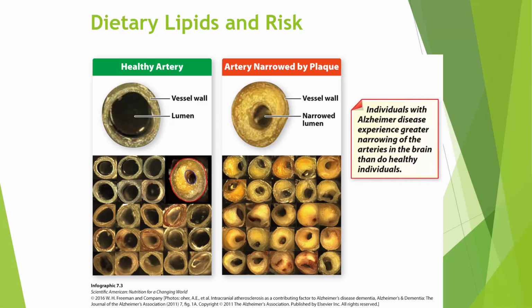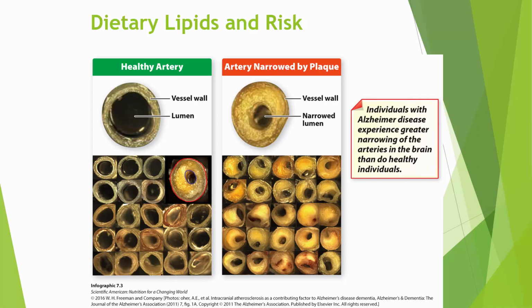Okay, so this is an interesting slide as well, and it looks like the atherosclerosis we talked about, but if you read the little blurb off to the side, it's showing you that this is actually with Alzheimer's disease. These are blood arteries that feed the brain, and this is showing you a healthy artery compared to those arteries narrowed by plaque. It's showing that individuals with Alzheimer's are more likely to have that narrowed, plaque-filled artery.